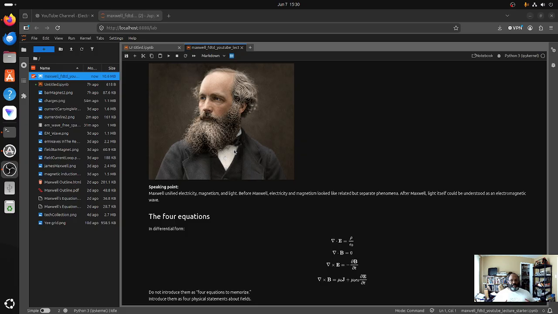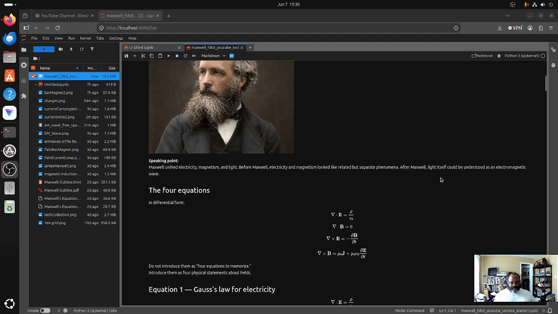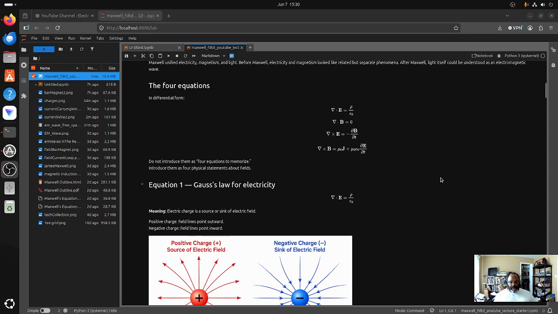What is important about Maxwell is that before he came along and summarized these equations, scientists used to think that magnetic fields, electric fields, and everything were all separate entities. But Maxwell came along with these four equations, and he was able to unify electricity, magnetism, and light. After Maxwell, light could also be explained as an electromagnetic wave. So here are the four Maxwell's equations.